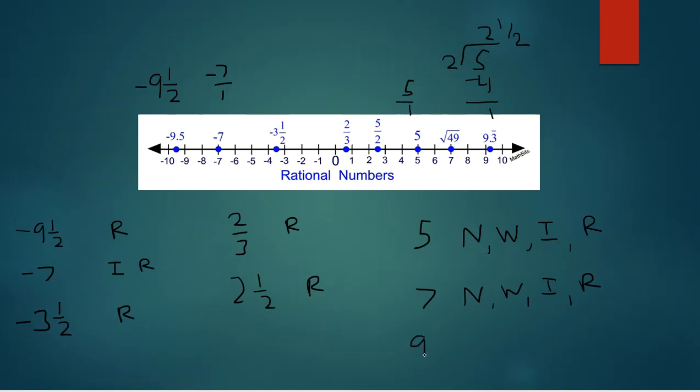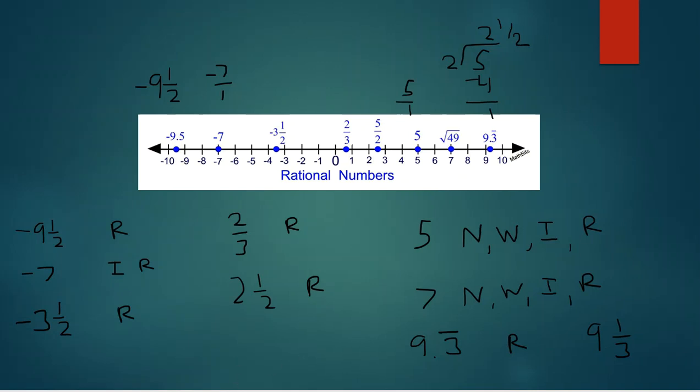And then the last one that we have is 9.3 repeating. It's a repeating decimal, and you're just going to have to remember that I told you that if a number is a repeating decimal, it is a rational number. And actually, the repeating decimal of 0.33 repeating is really equivalent to the fraction 1/3. So if we want to write 9.3 repeating as a fraction, we could write it as 9 1/3.